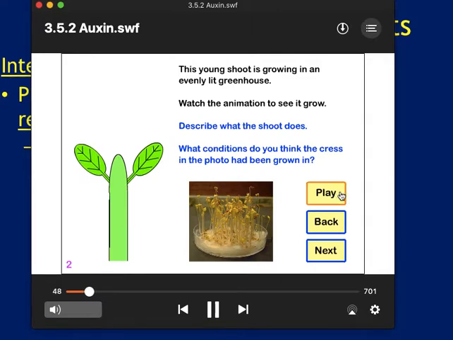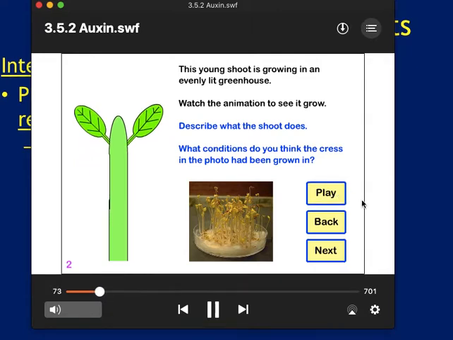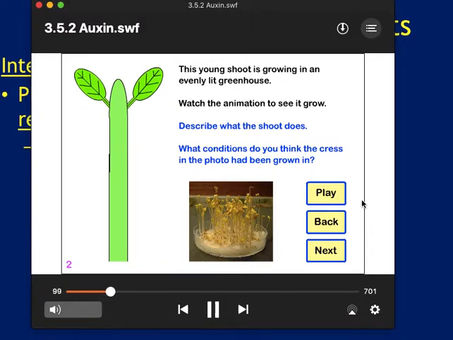So let's have a look. In the evenly lit greenhouse, our shoot is growing toward the light, it's growing straight up, there's no deviation in it. These are definitely growing straight up in our little cress seeds down at the bottom, but they're actually very, very yellow in colour.